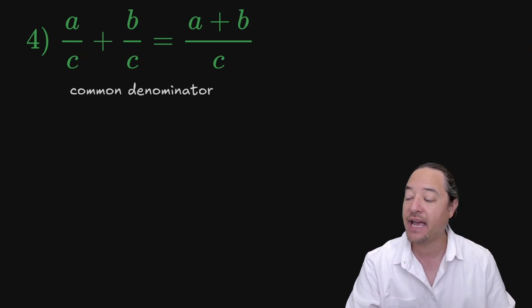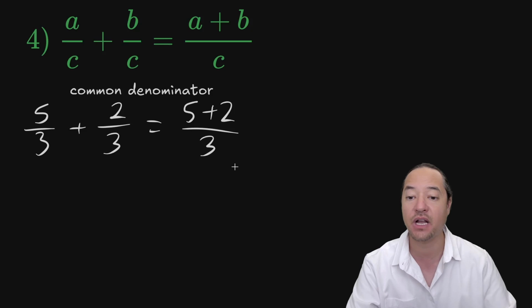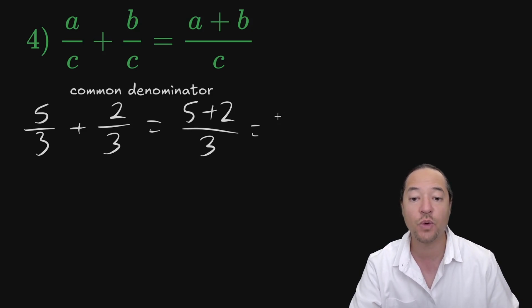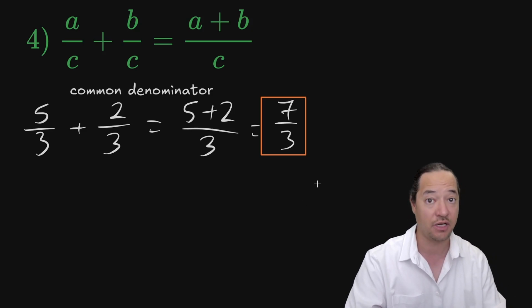Let's say we have 5/3 and we want to add 2/3. What are we going to get? Well, this rule is telling us we just add the numerators together and we keep the same common denominator. So this will wind up being 7/3. That's how we can do this kind of addition.